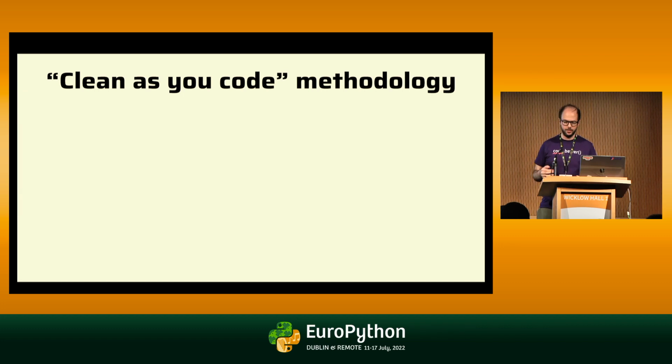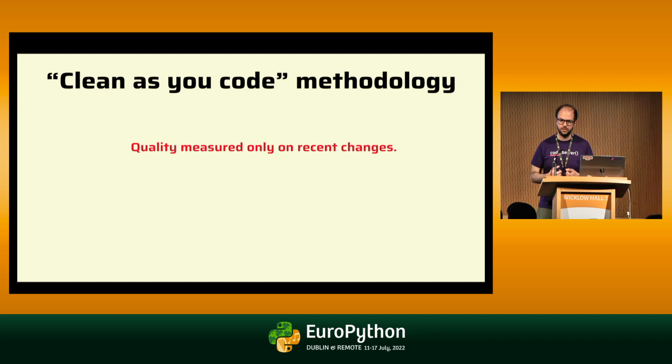But first, let me pause for a moment and formalize a bit better what I'm trying to do here. This is the clean as you code methodology. The clean as you code methodology has at its core the fact that quality should be measured on recent changes. And why is that? Because recent changes are the riskiest part of your code, since you don't know anything about the new code that you're adding to production. So you really want to make sure that the quality is really high, and that it's of course tested.